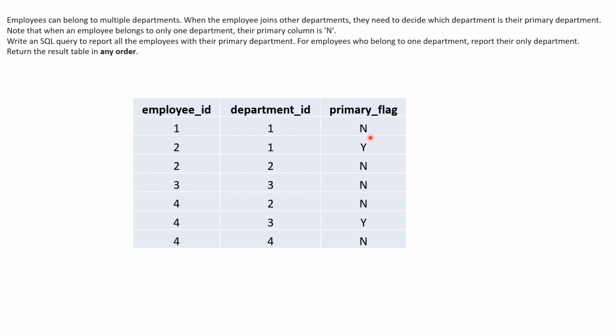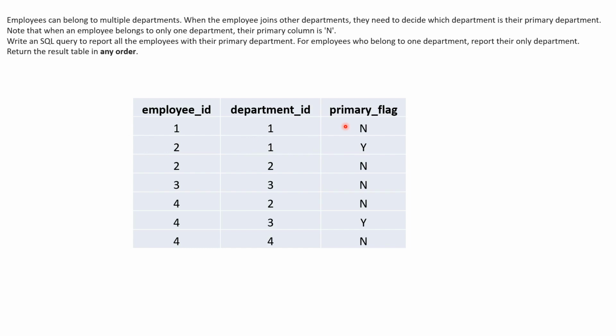So that is what this primary_flag will be indicating, whether the current department is the primary department for that employee or not, right? If it is Y, that means it is primary. If it is N, that means it is not, right? But there is a catch: for all the employees who belong to only one department and not more than one, that one and only department is by default their primary department, right? But the primary flag for that particular department will still be N, right?